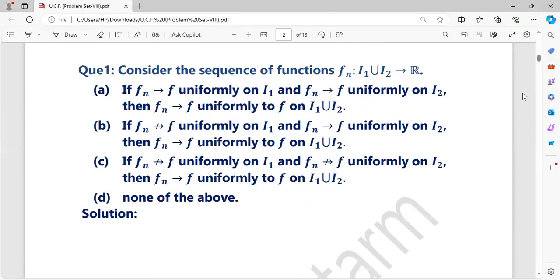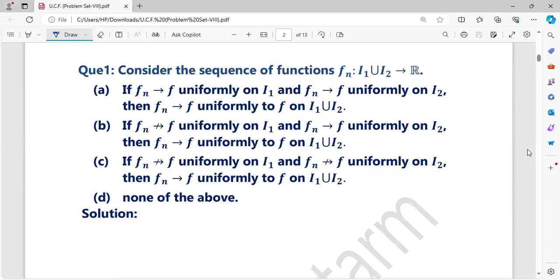Consider the sequence of functions fn defined on I1 union I2. Option 1 is given: if fn converges to f uniformly on I1 and fn converges to f uniformly on I2, then fn converges to f uniformly on I1 union I2. The second option is: if fn does not converge uniformly on I1 and fn does not converge uniformly on I2, then fn converges to f uniformly on I1 union I2.